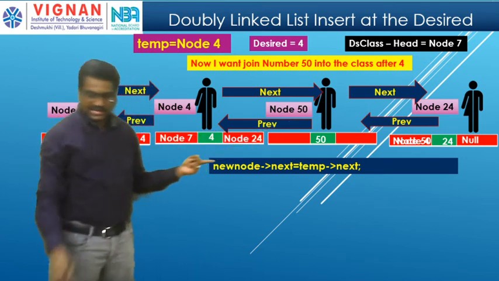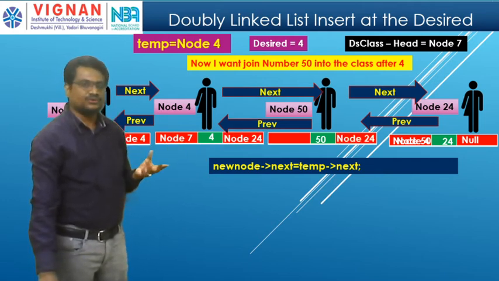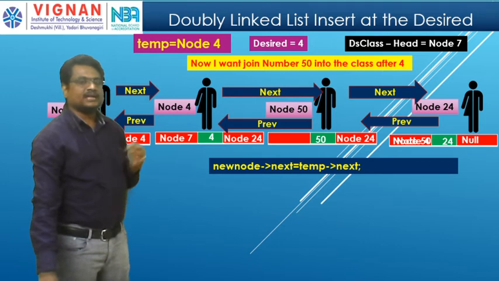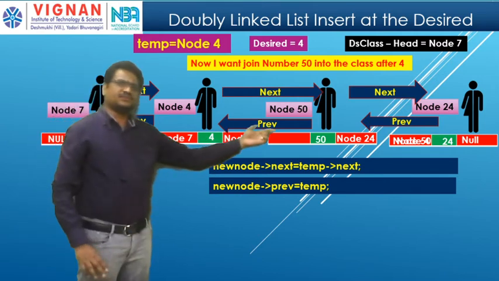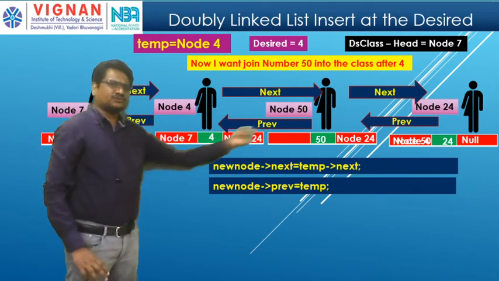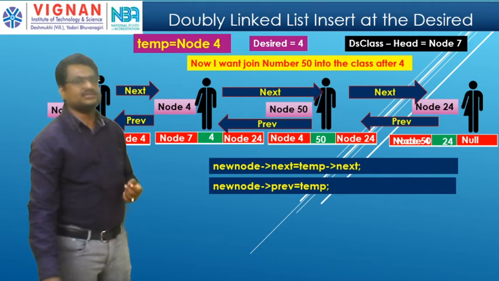New node next will become as temporary node. What is 24? This is new node 24. Next, what I have to do? Next, new node previous become as temporary. So 50 inserted after 4. So 50 previous will become as node 4.